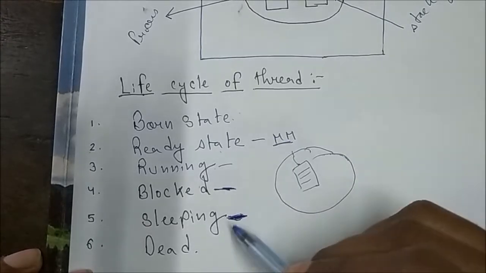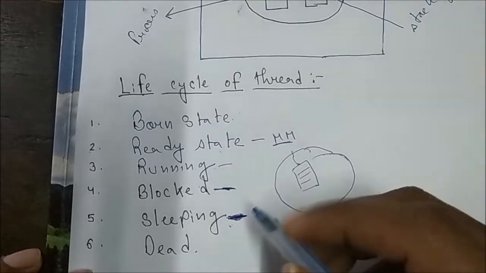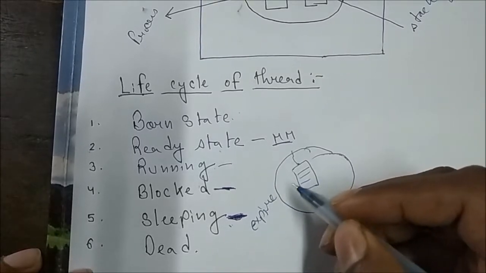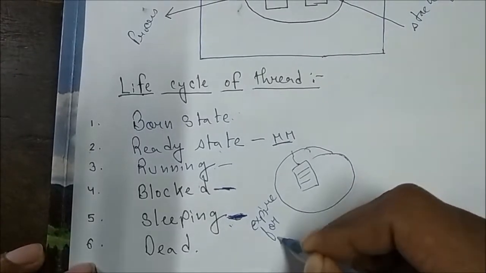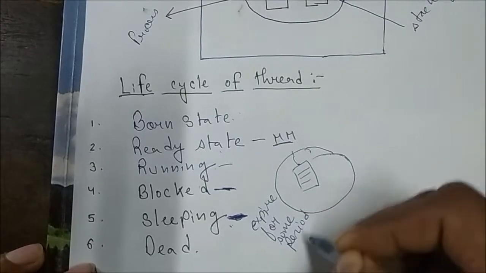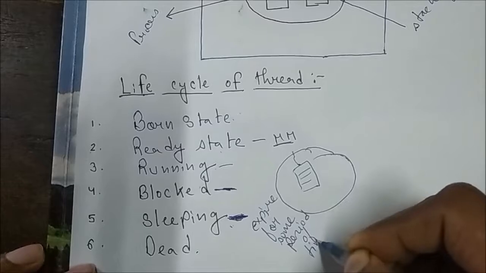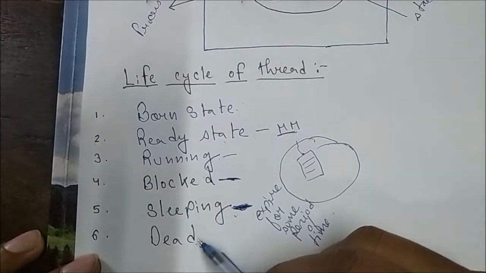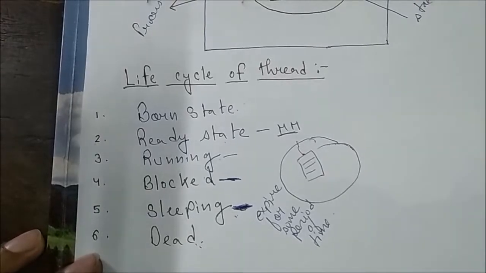I repeat, in the sleeping state, a thread will expire for some interval of time, some period of time. Then it will be available again in the ready state. Then the dead state means execution is finished, the end of the execution. The thread will execute until completion.